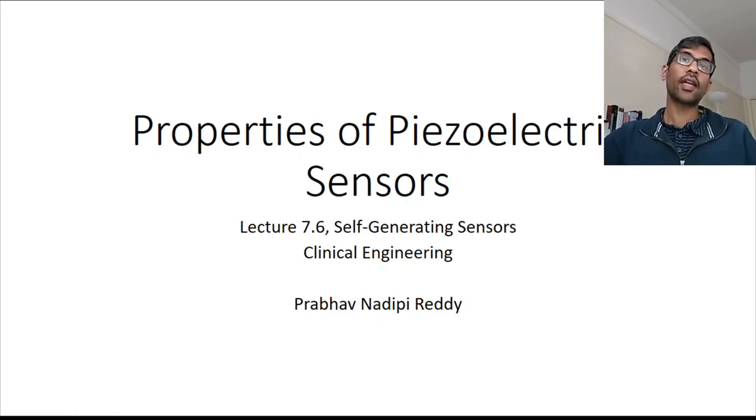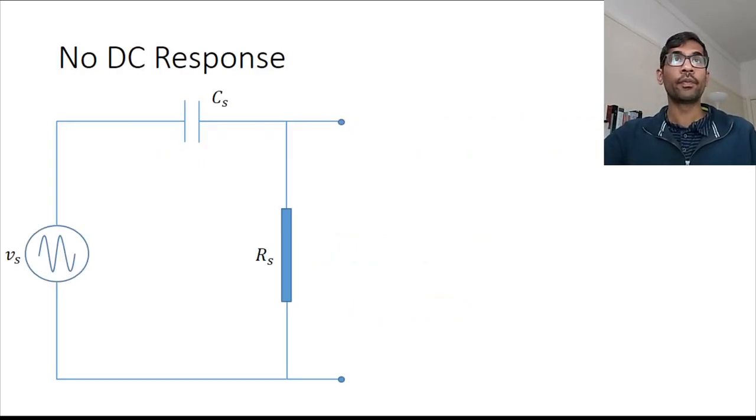Okay, let's look at a few properties of the piezoelectric sensor that results because of the electrical model that we discussed in the previous video. Okay, so let's take a look at this model that we have, which was our voltage model for the piezoelectric sensor. Now, one thing that you can almost offhand observe is that there is going to be no DC output of this sensor, right?